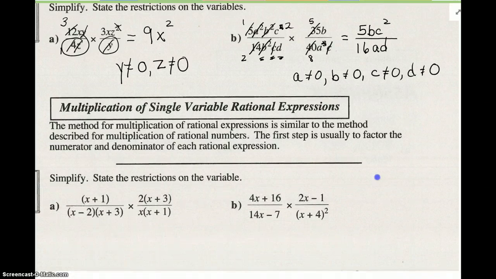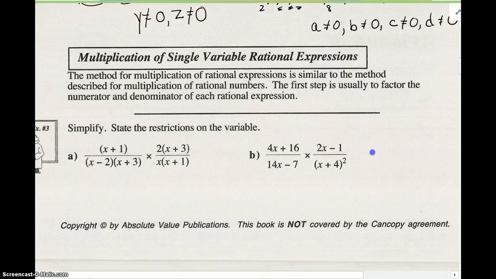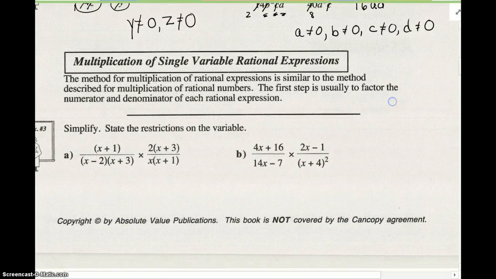All right, let us move on. The method of multiplication for rational expressions is similar. We're going to cancel things out. However, we need to remember we have to factor, and we only cancel out factors. So keep that in mind.